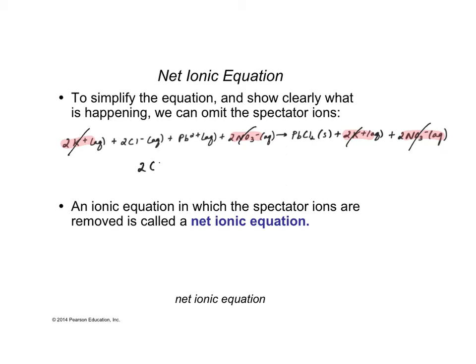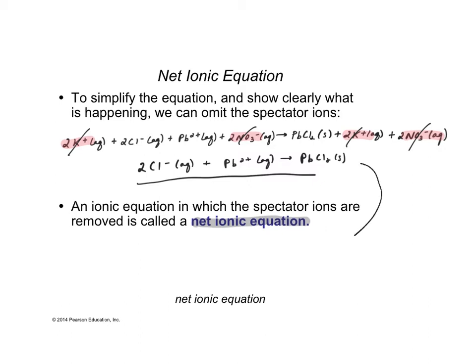So this guy ends up just being 2Cl minus aqueous plus Pb2 plus aqueous, going to make our PbCl2, which is a solid, and we're left with this nice little compact reaction, which is what is called the net ionic equation. Okay, so in the net ionic equation, we have removed all of the spectator ions. So all spectators are removed, and that's what it says right above it.